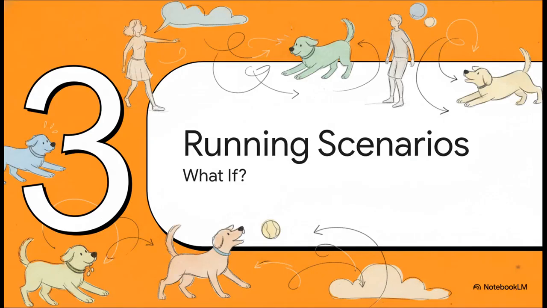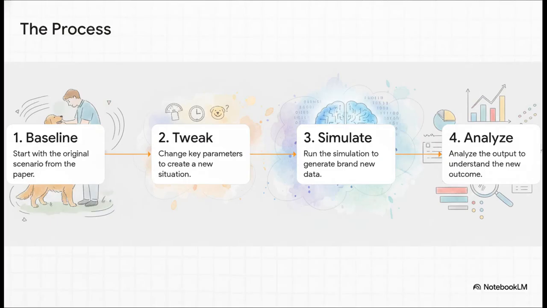So we have our digital characters, and we have our recipe of rules. Now comes the really fun part. We can start playing around with the possibilities and run all sorts of what-if scenarios. The process is actually pretty straightforward. You start with a baseline scenario that's set up to perfectly match the original study. Then you get to tweak those parameters we talked about, like petting intensity. Run the simulation and see what kind of brand new data it spits out.